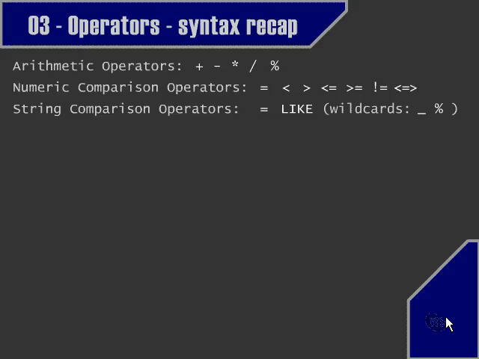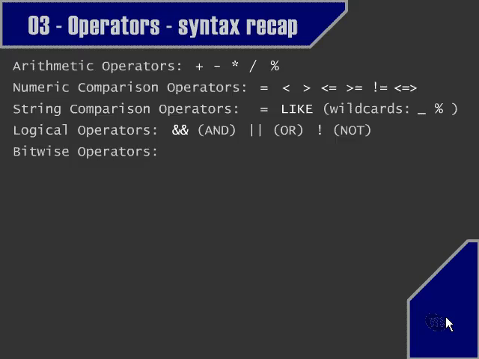any number of characters. The logical operators, we learnt two different ways of spelling the AND logical operator, the OR logical operator, and the NOT logical operator. We also touched very briefly on the bitwise operators. Once again, knowledge of these is not essential, but I'm including them for the sake of completeness. Bitwise AND, bitwise OR, bitwise left and right shifts.